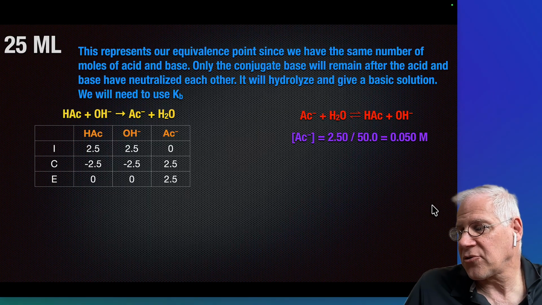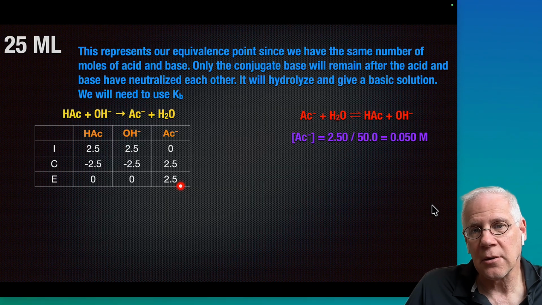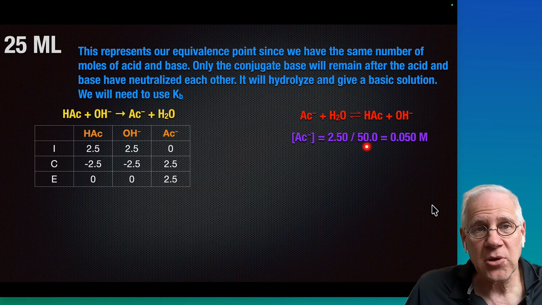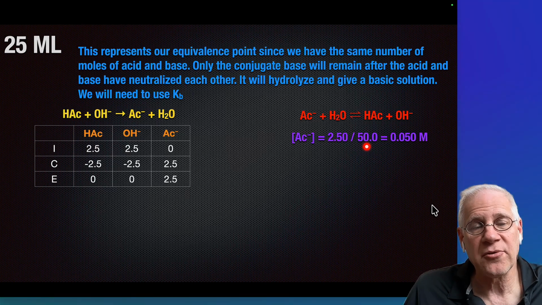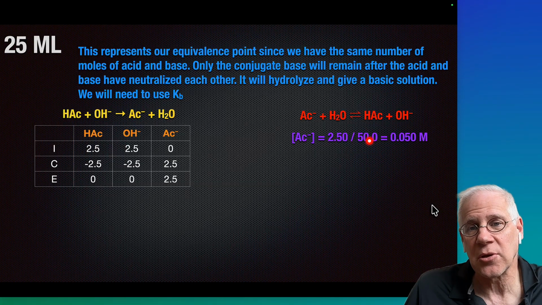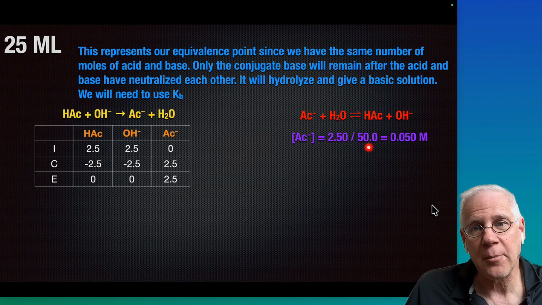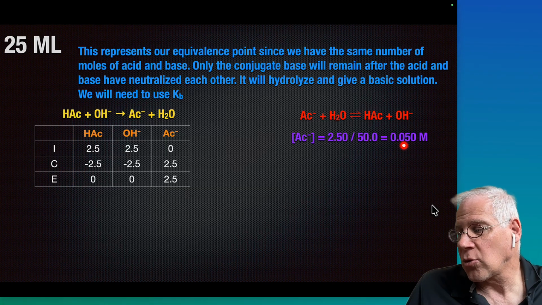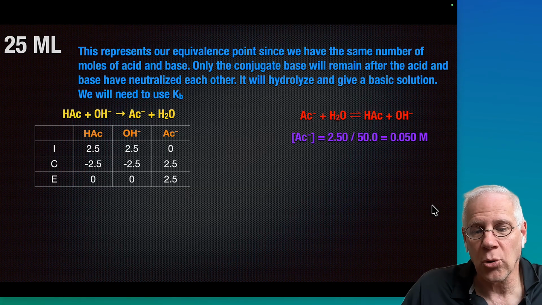Now, to get the concentration of our acetate ion, we have 2.5 millimoles that we got here. Our new volume is 50 milliliters because we have 25 milliliters of the original acid, and then we've added 25 milliliters of our base. So our new volume in our solution is 50 milliliters. So 2.5 divided by 50 milliliters gives me a new molarity of 0.05 molar.